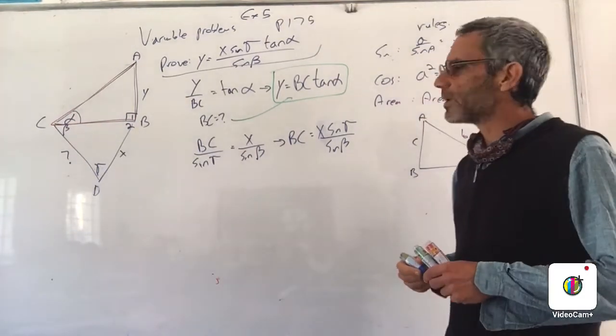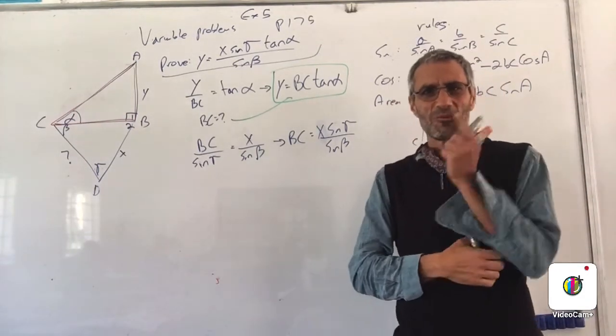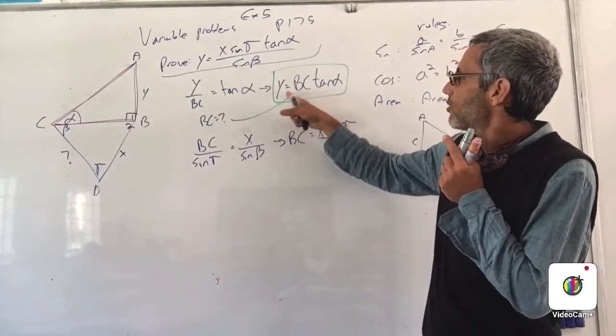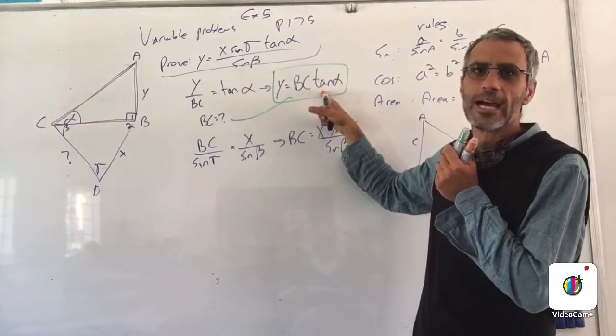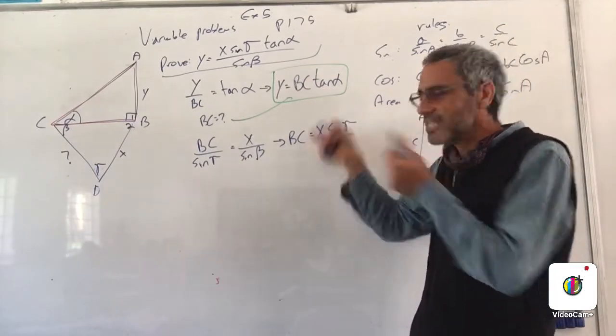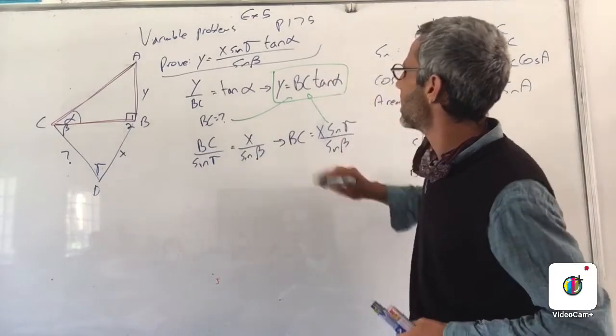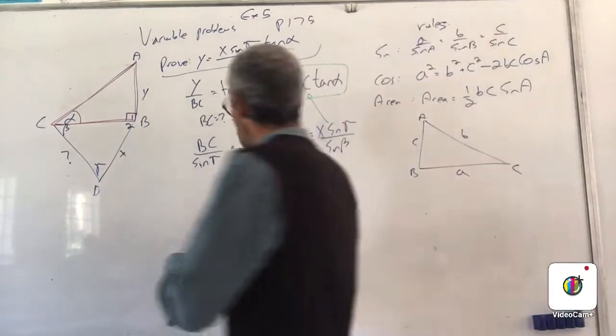Okay, why were we looking for BC? Remember, we always have to remember what we're actually trying to do. We need to prove y equals this. And remember, we said y is equal to BC times tan alpha, but I didn't know what BC was. Now I know what BC is. What do I need to do? Substitute. Plug it in there. Right? So let's write that down.